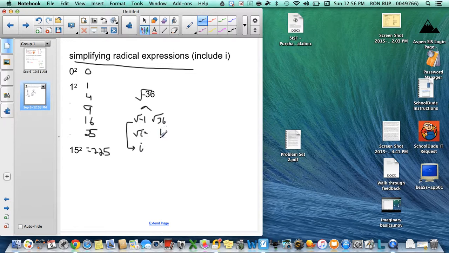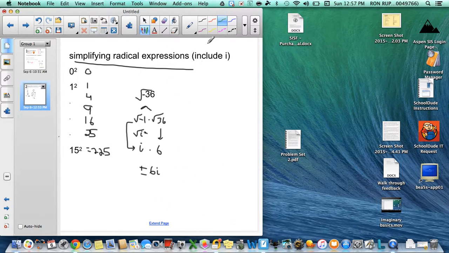Now we can break down this one. The square root of 36 is 6. So now that these have to be multiplied together, we get plus or minus 6i. Fantastic. But it's not always going to be that easy.